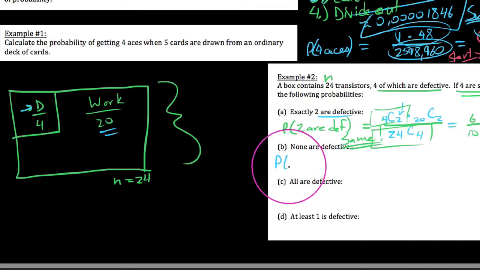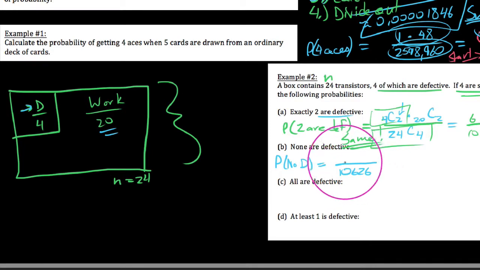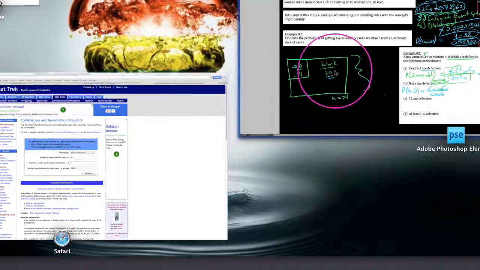So, no defective, none defective, all working. Let's try this again. Out of our 10,626, if we're savvy here, let's look at the top. Of the 4 defective, how many do I want? Well, in this case, I want to choose none of them. And of the other 20 transistors, I want to choose all 4 from that batch. So I need 4 choose 0, 4 choosing nothing.